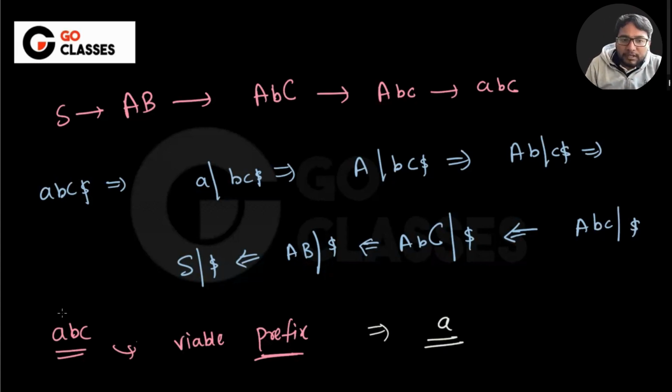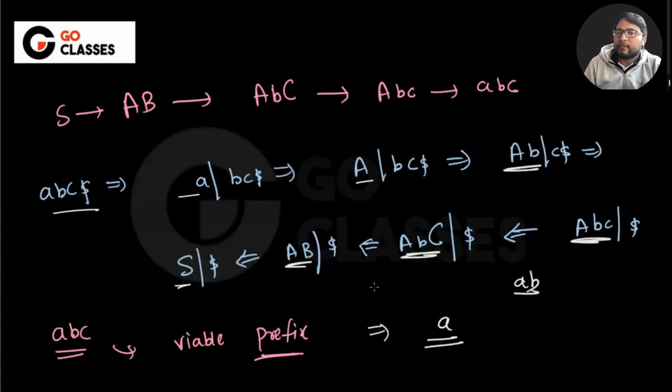Can you say this AB is the viable prefix? Can AB ever appear on the stack? Just tell me. A will appear, capital A will occur. Can small b ever occur on the stack? Just tell me. No, right? So if someone asks you what is the viable prefix in a given string, then how to tell?